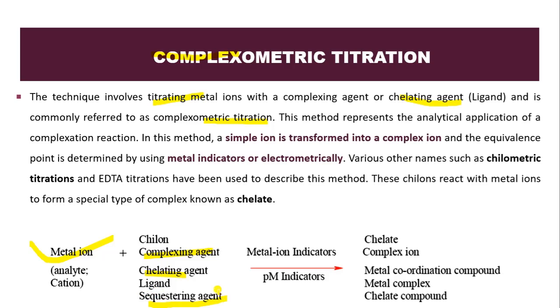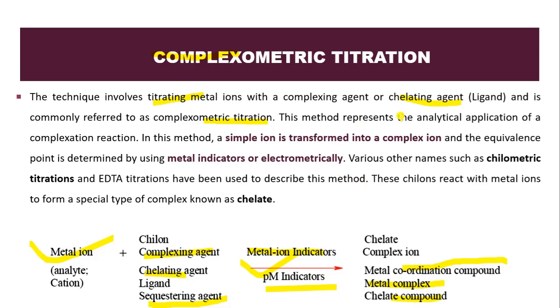we can say sequestering agent, and it will produce the metal coordination compound, or we can say the metal complex or chelate compound, in presence of metal ion indicators, or PM indicators. The indicators used in a complexometric titration are known as PM indicators, or metal ion indicators. Why is it known as a metal ion indicator? Because this kind of indicator will react in presence of metal only. That's why it is known as metal ion indicator or PM indicator.